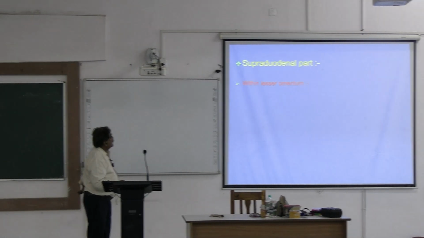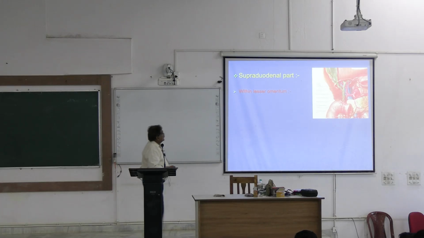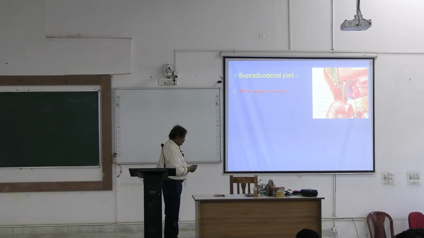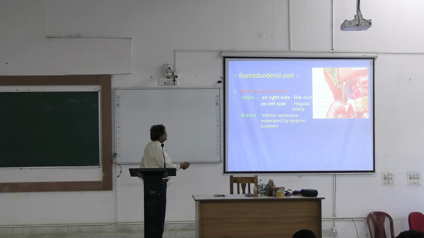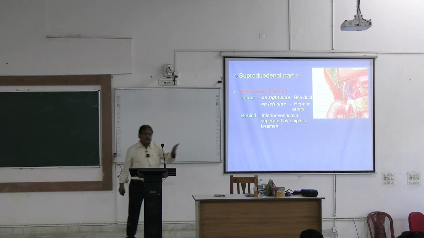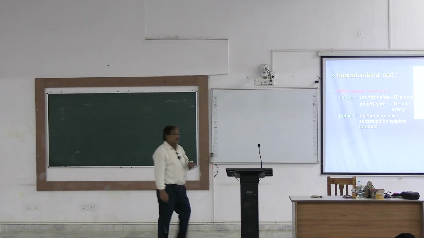Supraduodenal part, within the lesser omentum. Now you see this portion, the lesser omentum. In front, on the right side, you can see the bile duct. The bile duct on the right side, the hepatic artery on the left side. Behind, the inferior vena cava, separated by the epiploic foramen. The epiploic foramen, that you will read when you study the total abdomen.